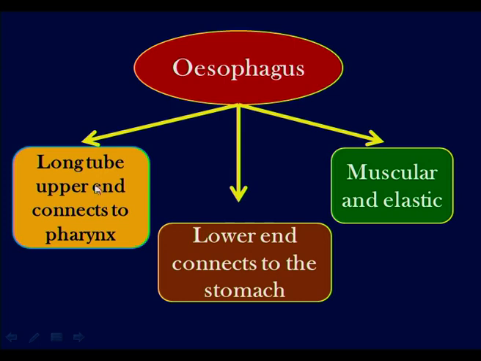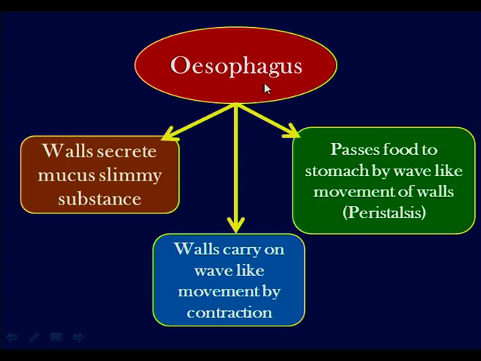Esophagus is a long tube, its upper end connects to the pharynx, whereas its lower end connects to the stomach. So, this is the long muscular straight tube that connects pharynx at the upper end and stomach at the lower end. It is a muscular and elastic tube. The functional aspects of esophagus. The inner walls of the esophagus contain a lining called mucus lining. The cells that are present along the walls of the esophagus secrete this slimy substance called mucus.